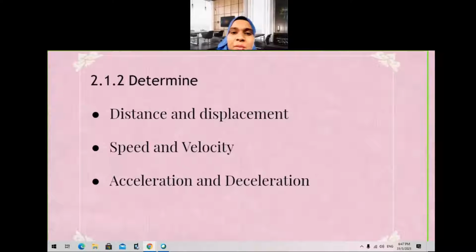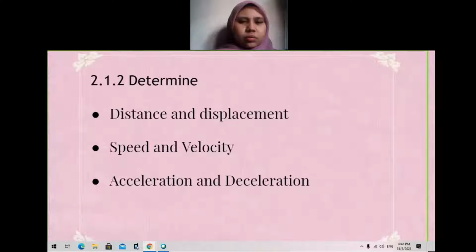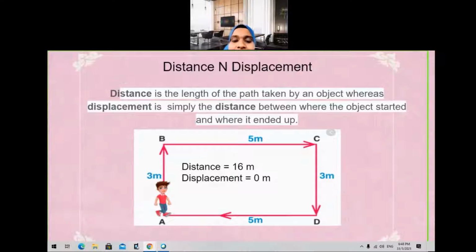And the objective that I'll be covering today is the second objective, which is to determine distance, displacement, velocity, and acceleration. First, what is distance and displacement? Distance is the length of the path taken by an object, whereas displacement is simply the distance between where the object started and where it ended up.